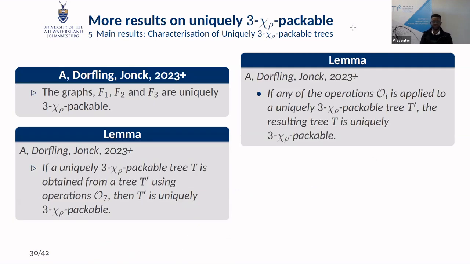So on our results, we claim what? These graphs, which I defined initially, those basic graphs which I called F1, F2, F3, are uniquely pre-chiral packable. And we said, if a uniquely pre-chiral packable tree is obtained from a tree using any of these operations, in particular operation 07, then it's also what?